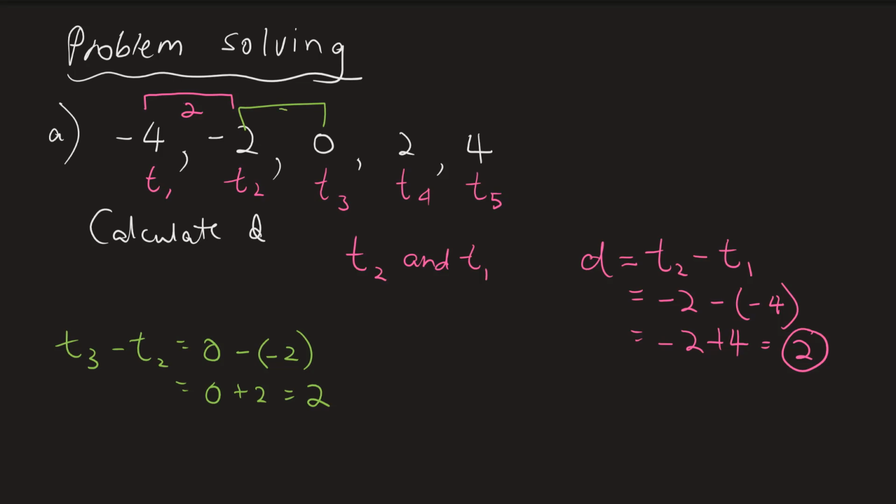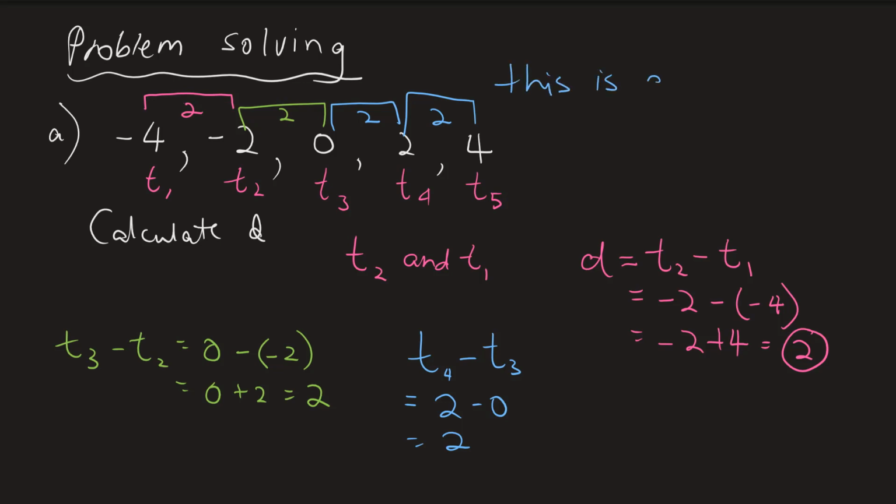All right, so it's starting to look good. We've got 2 more to do. I'll do 1 more and you do the last one. Okay, so T4 minus T3 is 2 minus 0, which is 2. Looking good. And the last one I'm going to do in my head. So it's going to be 4 minus 2, which is 2. So the values of D are the same. So yes, this is an arithmetic sequence.